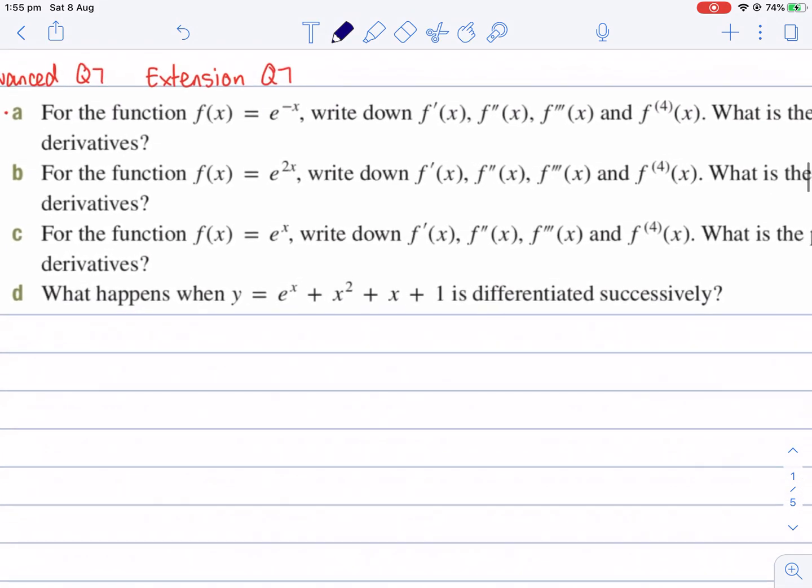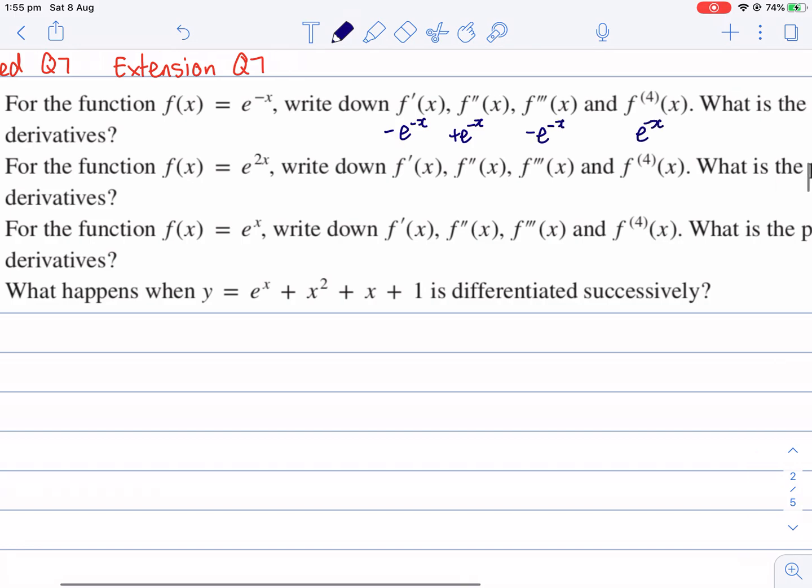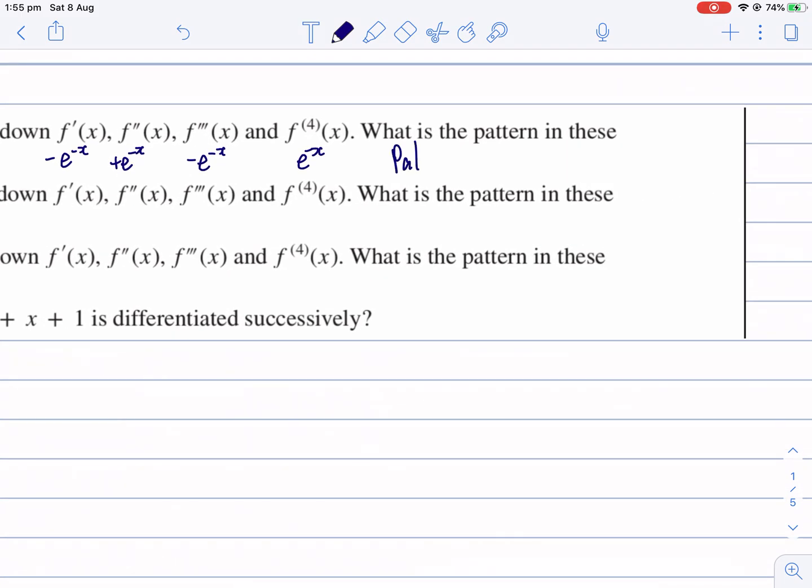Question 7. E to the minus x. We're going to end up with negative e to the negative x. The negatives are going to cancel out for the next one if we differentiate that. So it's going to be negative e to the negative x times negative 1, so we're going to have positive e to the negative x. This one we're going to end up with negative e to the negative x again. This one we're going to end up with positive e to the negative x. So the pattern oscillates between e to the negative x and negative e to the negative x.